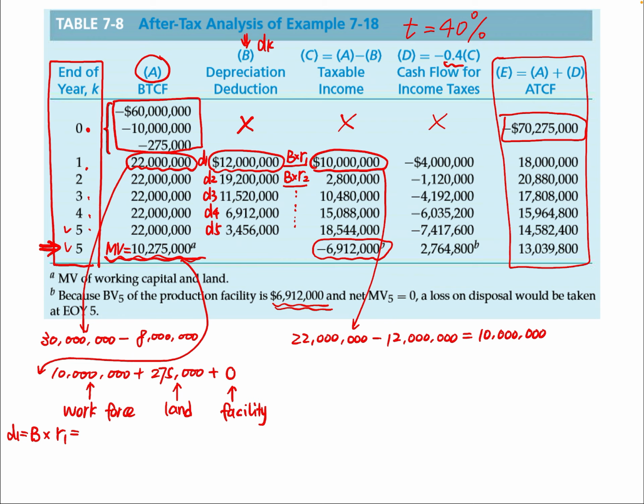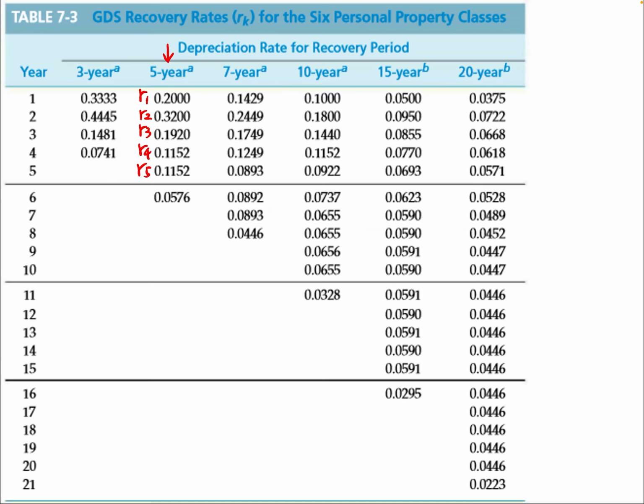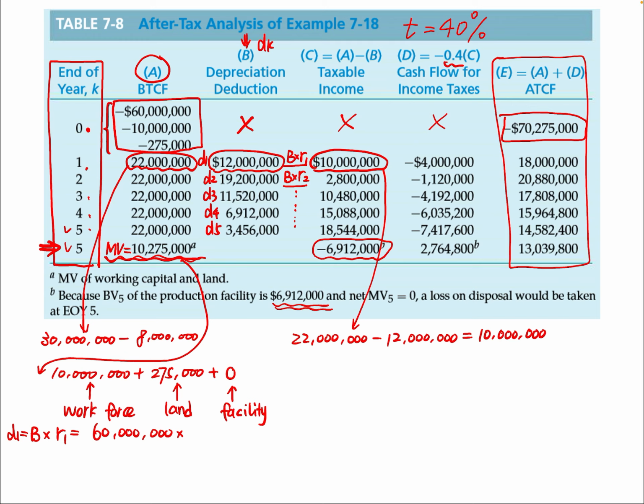And B is there because only the facility is depreciable. Land and workforce are not. So your B here, you only talk about the facility. Okay, so the B of the facility is what? 60 million times R1. Okay, go back to this table. What is R1? R1 is under the 5-year GDS system, it's 0.2. Okay, so it's 0.2. So you're going to have the D1 is 12 million.